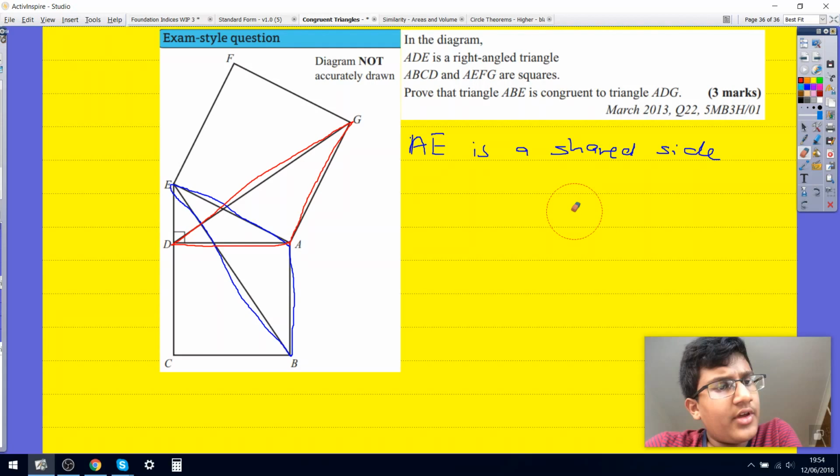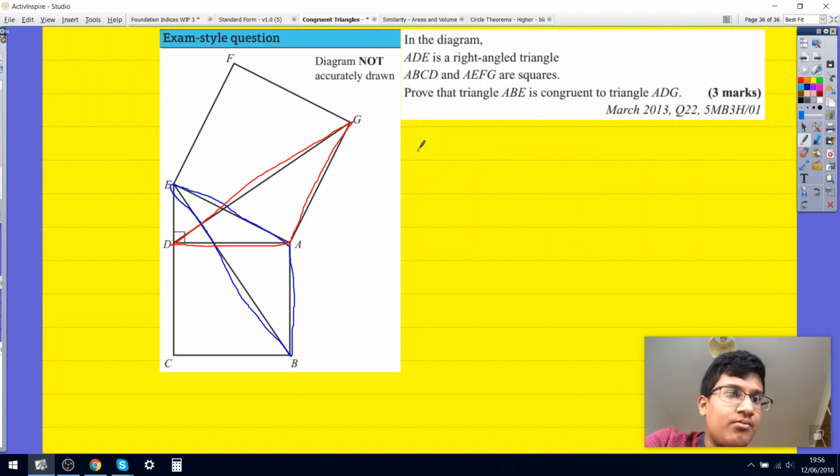So, do you notice anything about the sides AD and AB? They would be the same, wouldn't they? Yeah, because it's on a square.